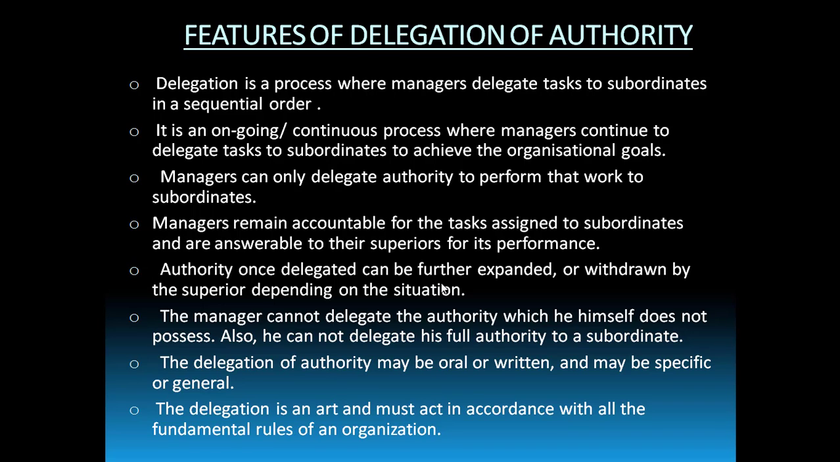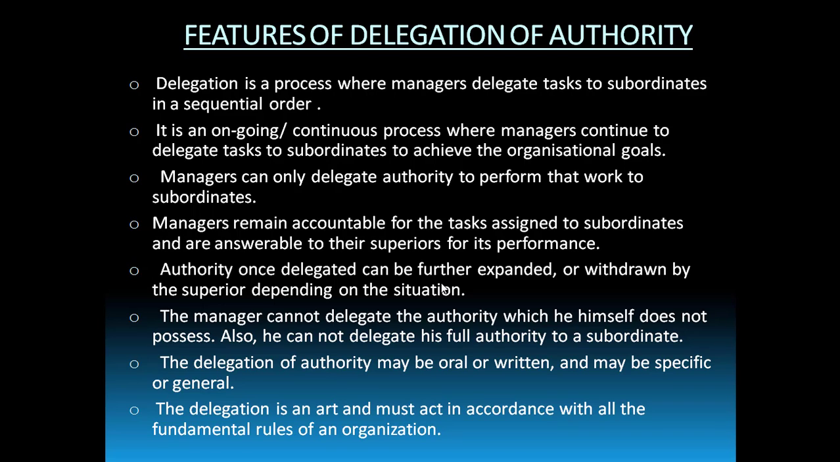Now, the manager remains accountable for the tasks assigned to the subordinates and is answerable to the superiors for its performance. So it says that the manager gets the work from his superior, right? So for an example, let's take that the CEO gave certain work to the manager to complete, and the manager delegated authority to his subordinate to complete a part of that work. Now, the manager is accountable. Accountable means answerable for the entire work to his superior. That is, the manager is accountable for completion of the work to the CEO, including that part of the work which he has delegated to his subordinate.